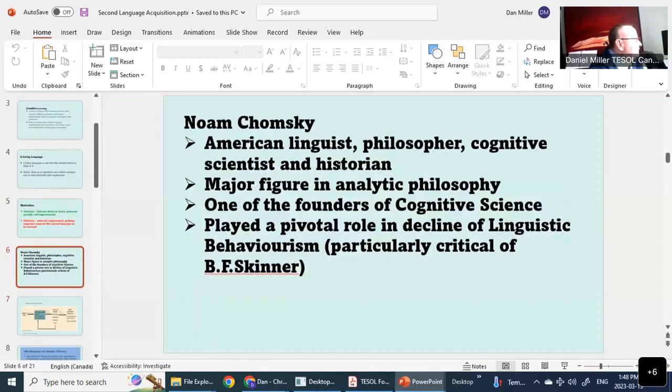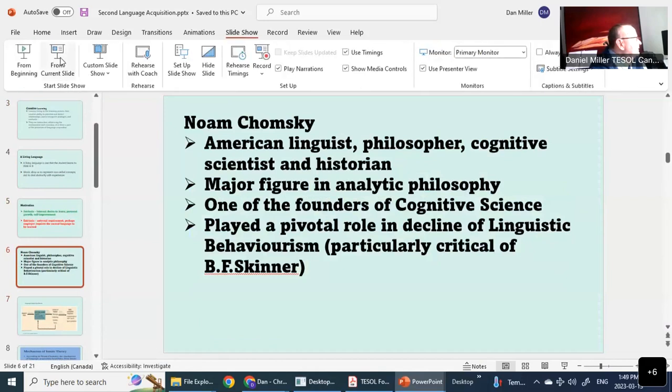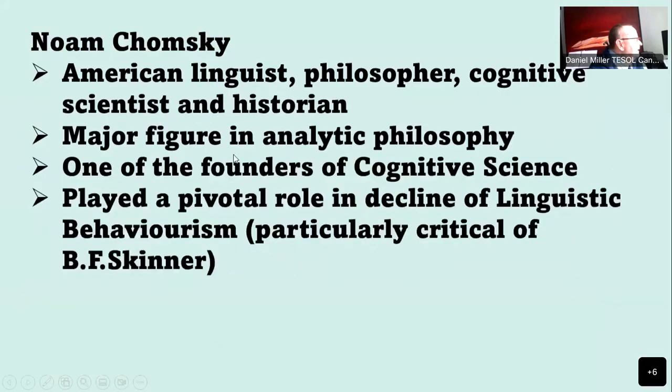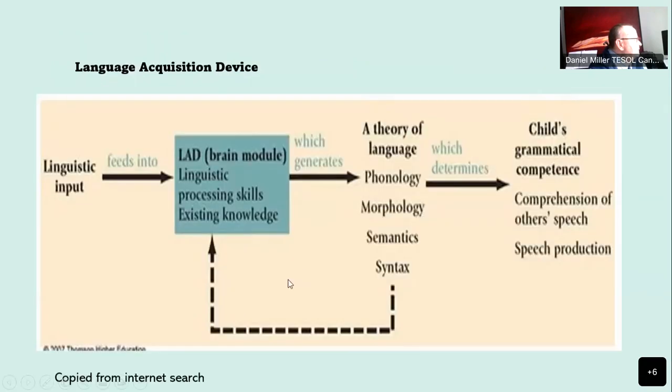So here's Noam Chomsky, the American linguist, philosopher, cognitive scientist, and historian. He was a major figure in analytic philosophy, one of the founders of cognitive science, and he played a pivotal role in the decline of linguistic behaviorism. And he was particularly critical of B.F. Skinner.